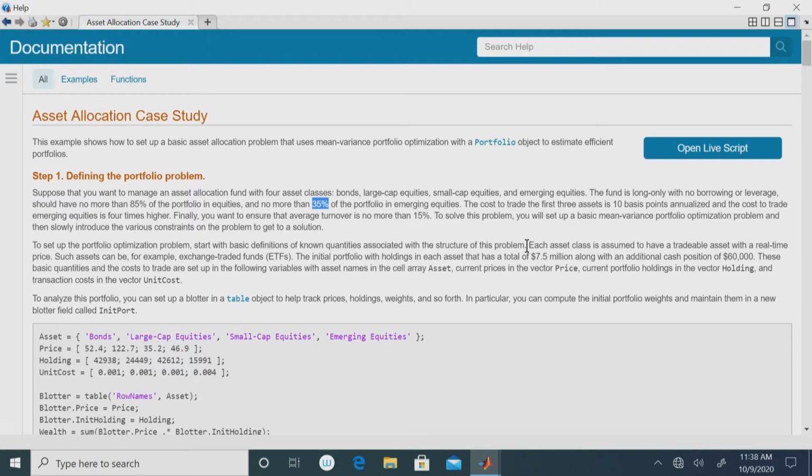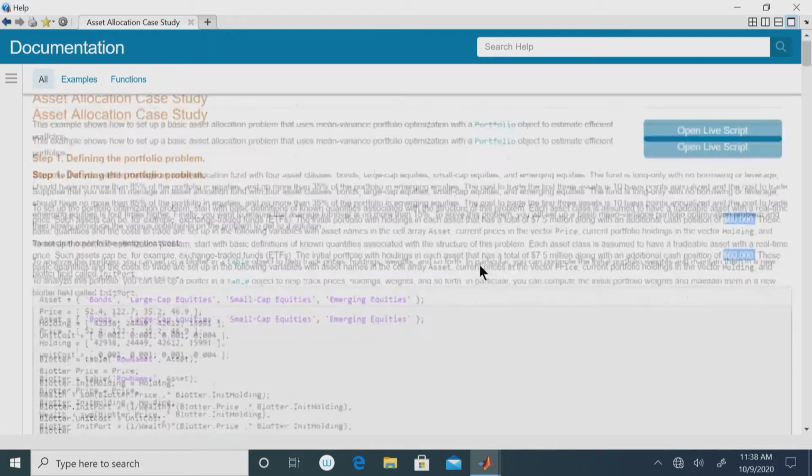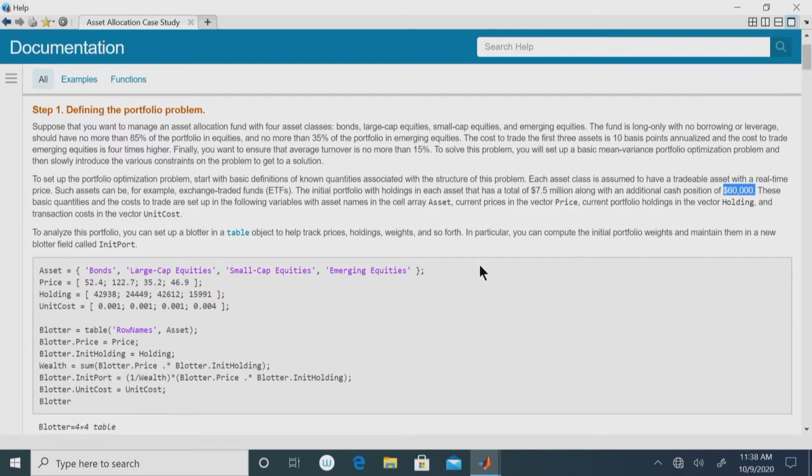Now, this simple example sets forth that the initial portfolio holdings, that is the total amount invested in these 4 asset categories, is going to be $7.5 million, and in addition you should have a cash position of $60,000, that is for some exigencies and expenses that we will see will appear later on. So now that the initial cost that is involved is set up, and also you have specified what are the constraints that are to be applicable.